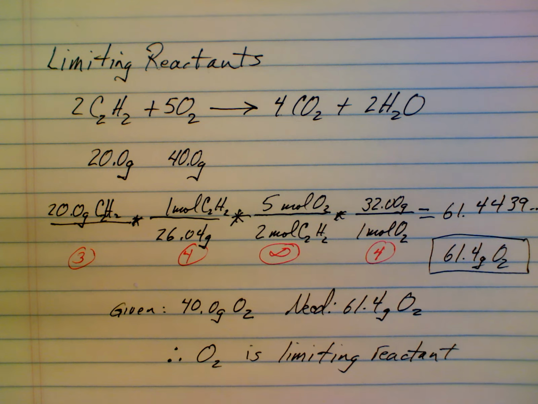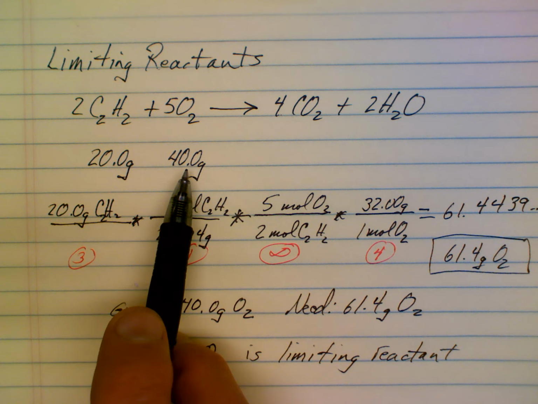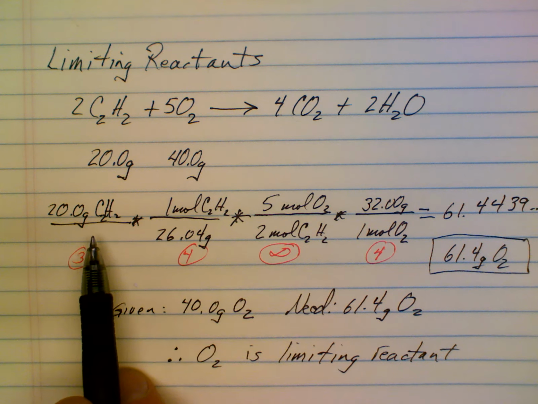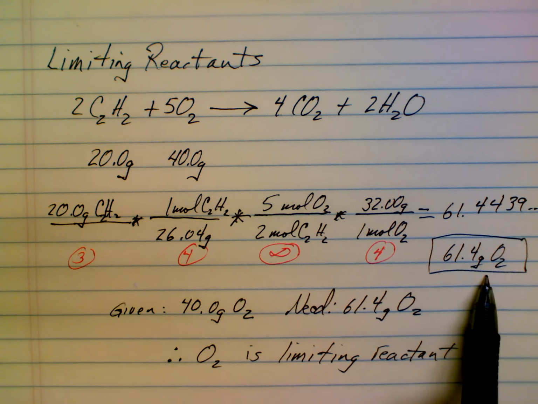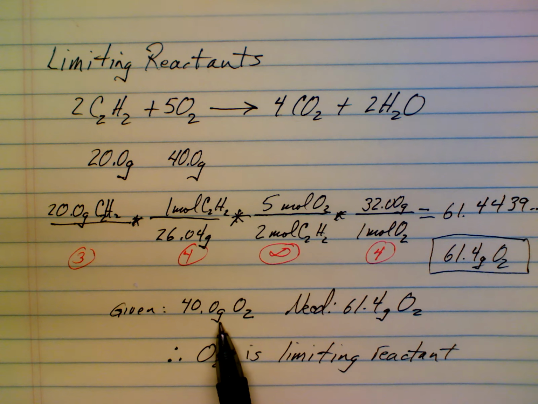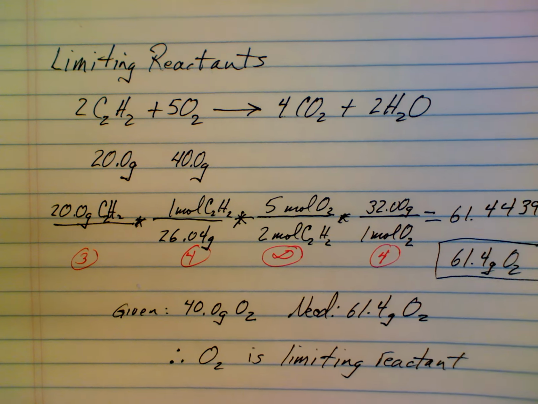Okay, so again, we're given the 20 grams of acetylene. We're also given 40 grams of oxygen. If we start with our 20 grams of acetylene and calculate how many grams of oxygen we'd need, we find out that it comes out to be 61.4 grams of oxygen. However, we only had 40. That's all we were given, so we don't have enough. So oxygen is limiting. Now, it could have been that you selected the oxygen instead of the acetylene to do the calculation, which is just fine. We could pick either of the 2 reactants to do our calculation here.